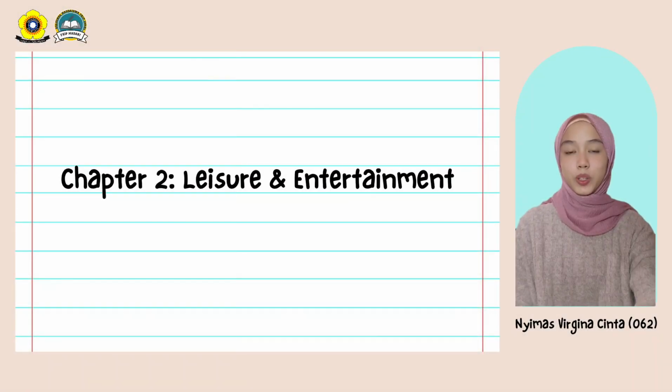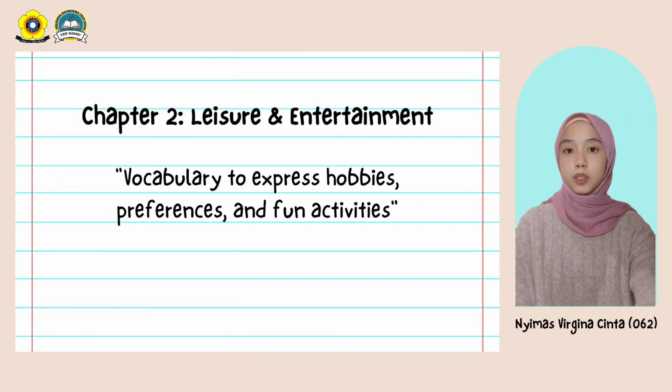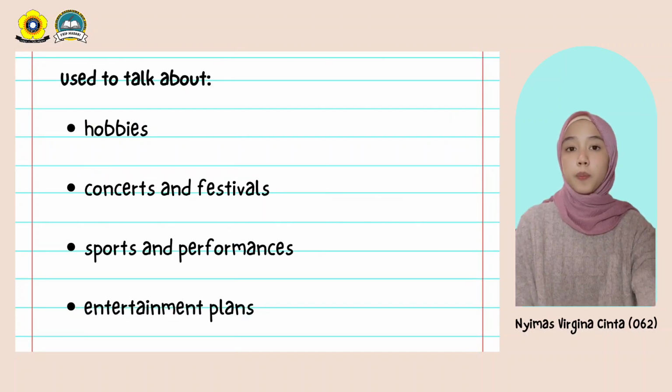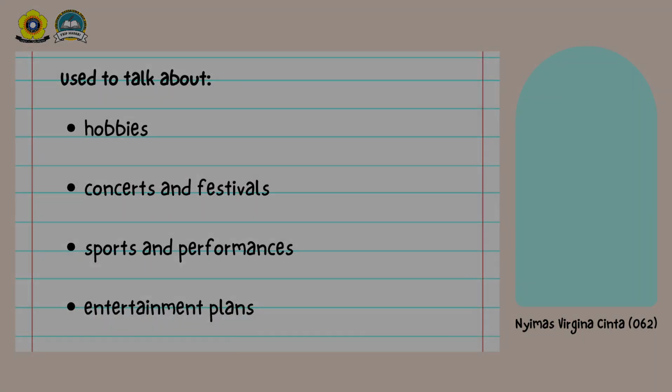Next is Chapter 2, Leisure and Entertainment. Leisure and entertainment refer to activities people do for relaxation, hobbies, and fun. After working or studying, people enjoy leisure activities to reduce stress and improve well-being. Understanding vocabulary in this chapter helps us talk about sports, music, movies, games, hobbies, and social activities. Entertainment vocabulary is useful in conversations about preferences, plans, and personal interests.